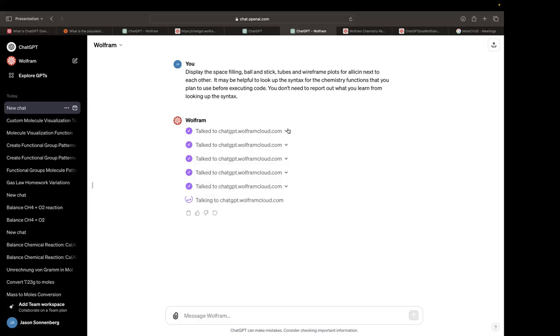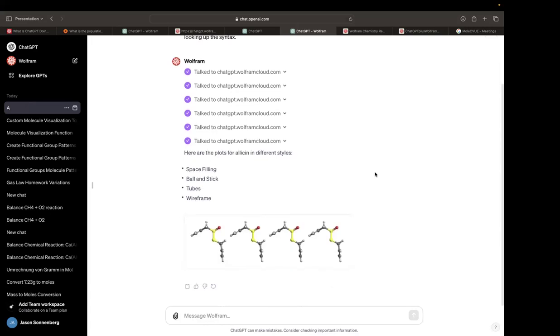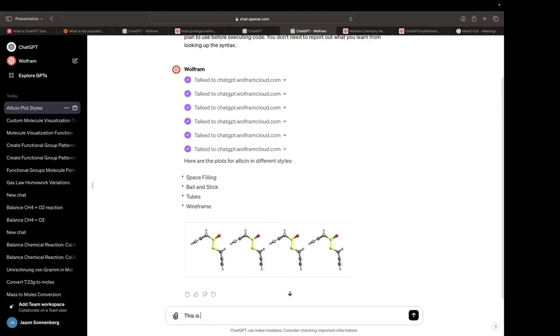Let's see. I was getting information about allicin and molecule plot. Yeah, see, it's tried to write code. Well, it wrote code, but it didn't figure out the syntax, much like a human being might. So it made four plots of the same thing. This is incorrect. All plots are the same. Please fix your results.